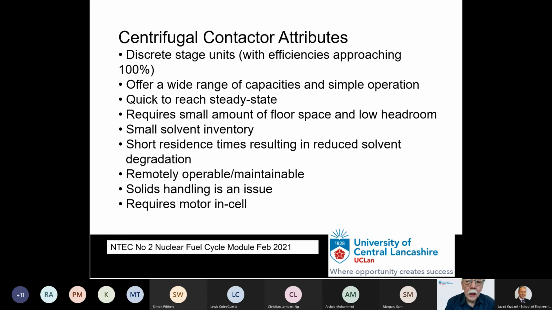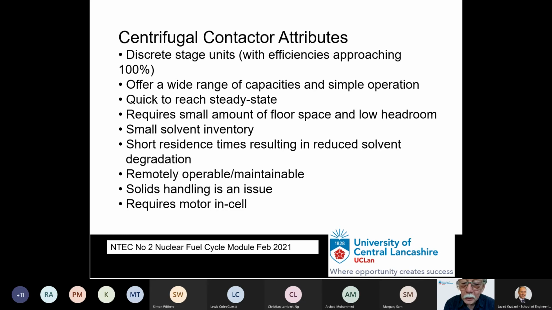What are the attributes? Again, very similar to mixer settlers. They are discrete stages. Their efficiency can approach 100%. The efficiency when measuring mixer settlers, again, is pretty high. They offer a wide range of capacities and simple operation. Quick to reach steady state in terms of the solvent and aqueous phase. Requires, and this is a key factor, ladies and gentlemen, a small amount of floor space and, in comparison, very low headroom.